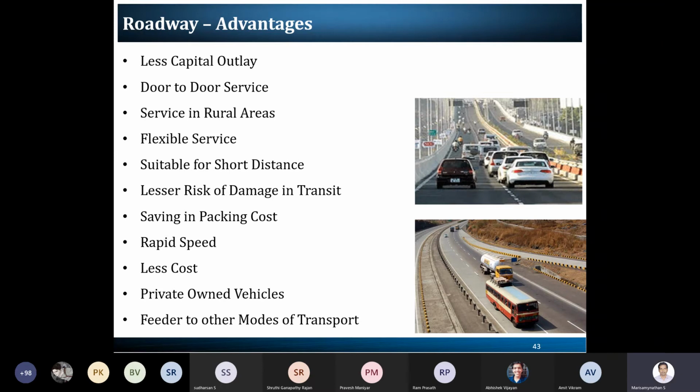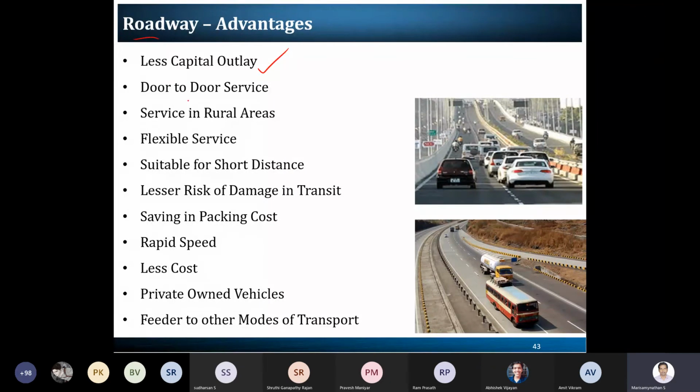So very quickly, I will cover roadway fundamentals. Definitely, you might be knowing the same; I have only highlighted the points. So very quickly, we will cover the advantages and the disadvantages. When it is coming to the roadway, the road facilities need a less capital outlay for construction.